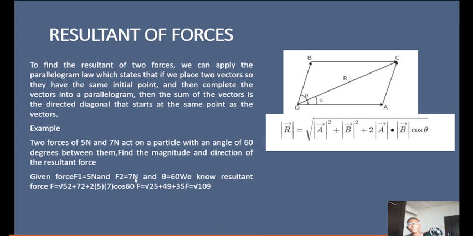So given force F1 as 5 and F2 as 7 and angle theta, we are going to go to our board to do that. So look at that. We have it that R is the square root of A squared plus B squared plus 2AB cos theta.